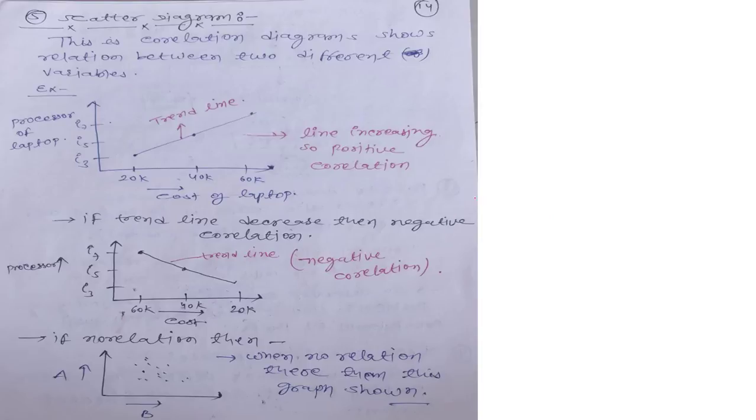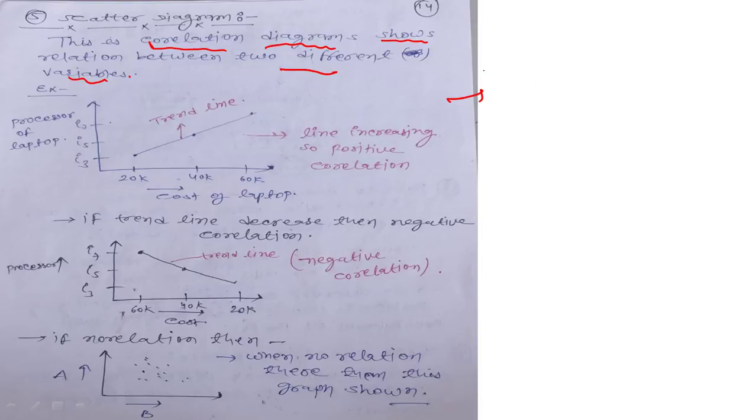Okay, fifth method, just a scatter diagram. A scatter diagram is nothing, sir. This will show the relation. Okay, this diagram will show the relation between two things. So that is known as a correlation diagram. Correlation means this is showing the relation between two different variables.